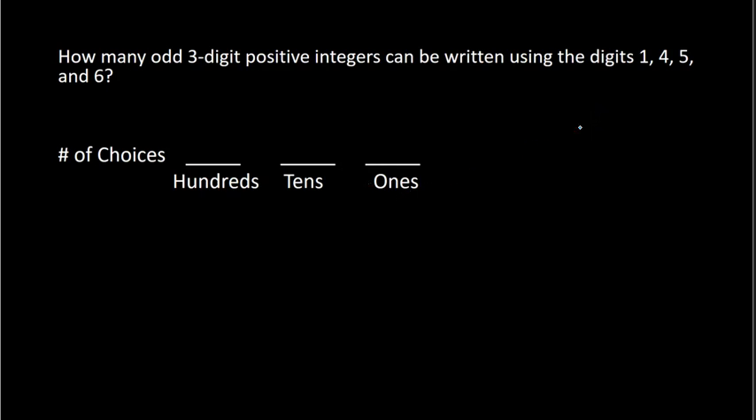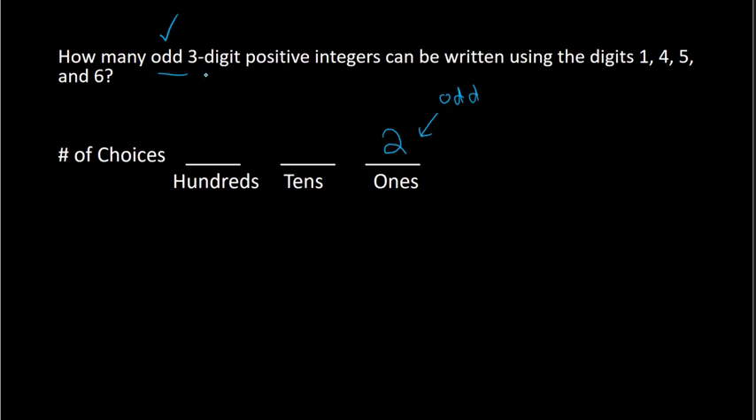Now the question is, are there any other limitations? Well, it says it needs to be odd. So odd would affect this ones place right here. This ones place needs to be odd as well. So what odd digits do we have to choose from? Well, we have 1 and 5, and that's it. So there are only 2 options for the ones place. So we've taken care of the odd criteria.